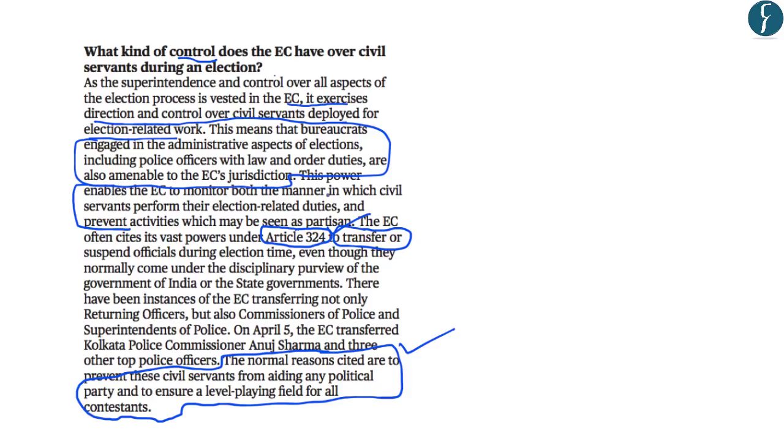However, during the normal times, that is, the times other than the elections, the disciplinary control over the civil servants is given to the Government of India for the central government employees and to the state governments over the state government employees. So it is only during the election times that the Election Commission of India has the power of taking disciplinary action against the civil servants who are known to be aiding any political party. And these powers have been provided so that the election in India can be conducted in a free and fair manner.